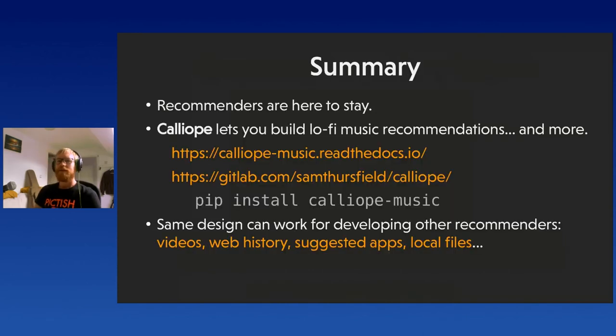So just to summarize, recommendation engines are a thing. They're here to stay. Kids now are growing up watching YouTube and using recommenders every day, and they're going to become more and more a fact of life. The Calliope project aims to make simple, fun music recommendations. It's a project you can hack on and use right now. You can pip install it and run it from the command line. It's full of bugs, so please open issues and merge requests with whatever you find. It's something I work on in my spare time, and I don't have time to polish it.